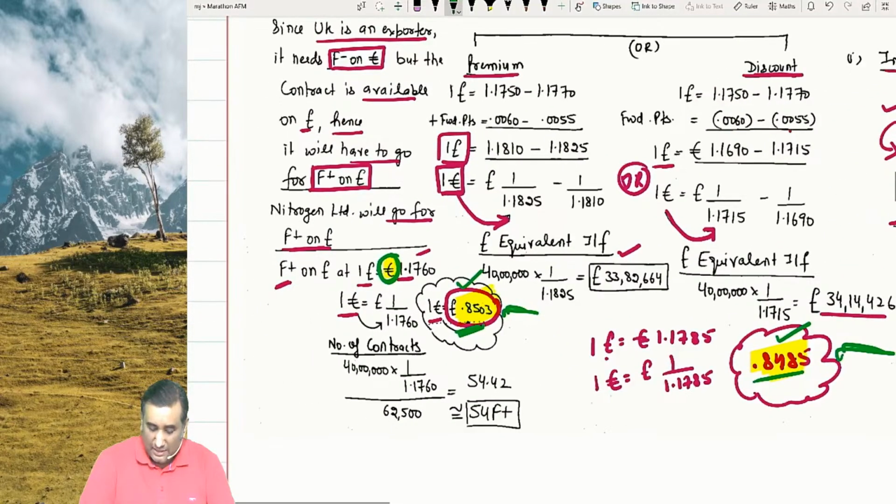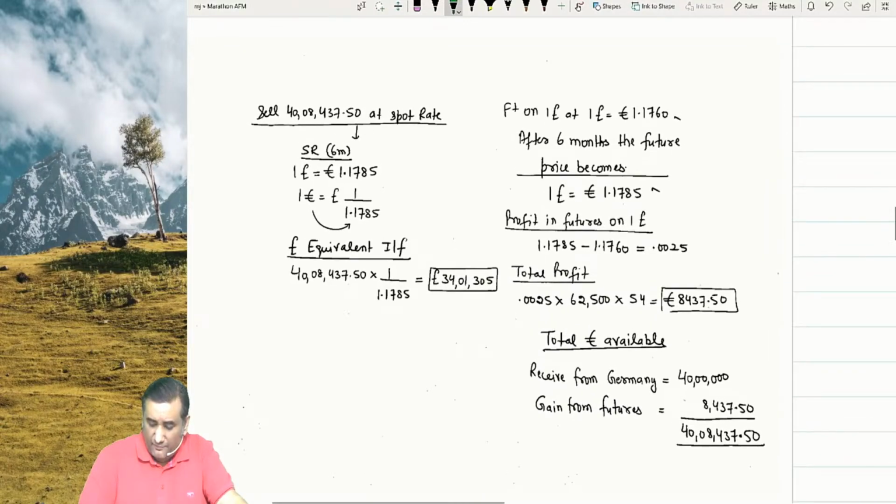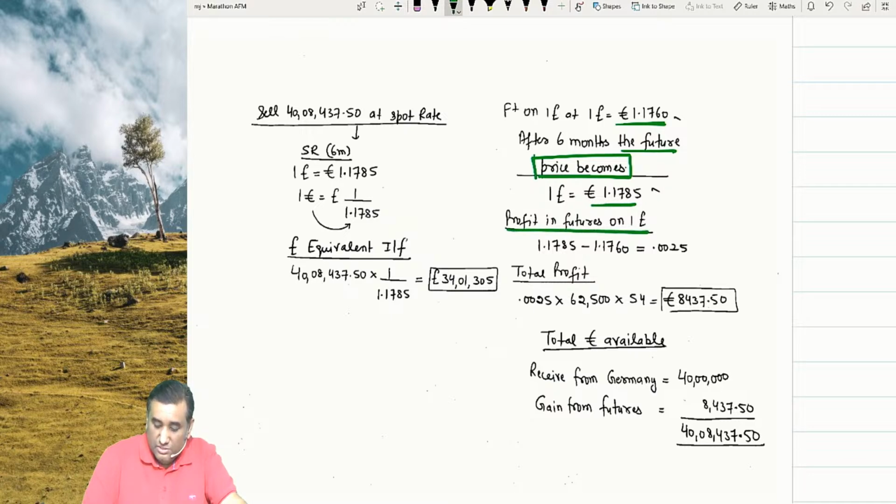And if you look at the data, you had done F plus at 1.1760 and the price becomes 1.1785. That means the gain. That gain is because the cash market is taking away something. You have an extra amount of euro, go and sell, that is your net realization. We will cross check that at the end once again. What we do here is F plus on 1 share at the rate 1.17. After 6, the price becomes 1 pound is equal to 1.1785.